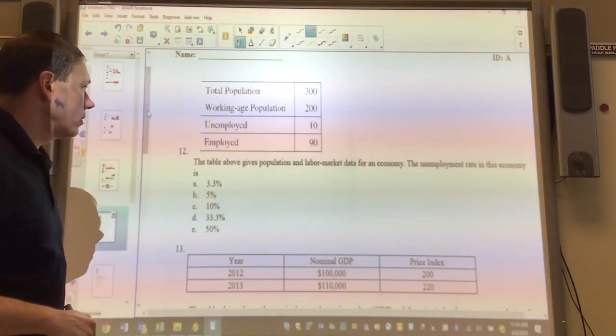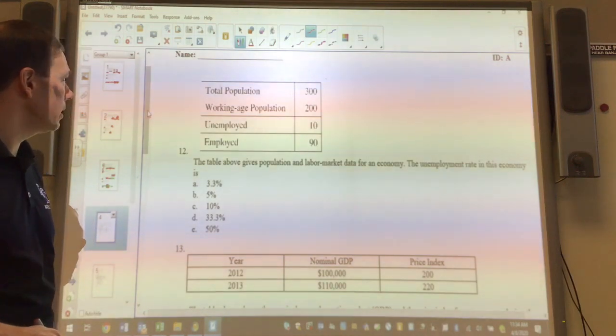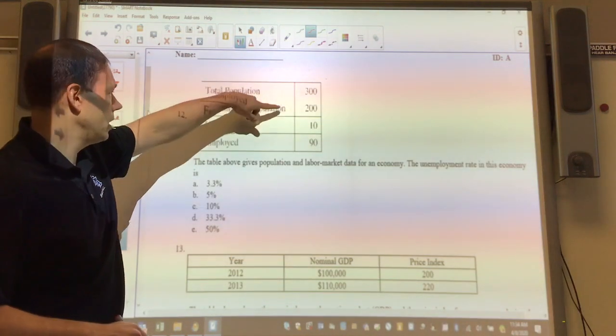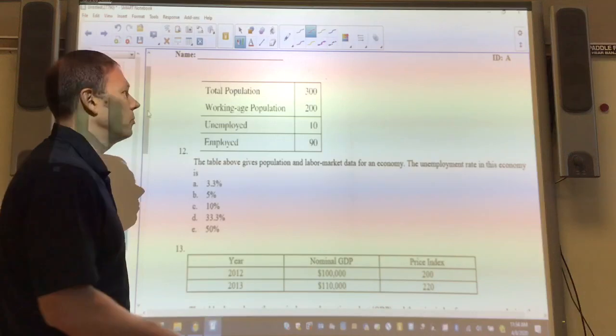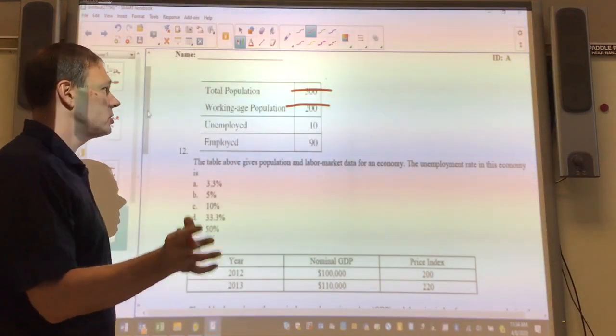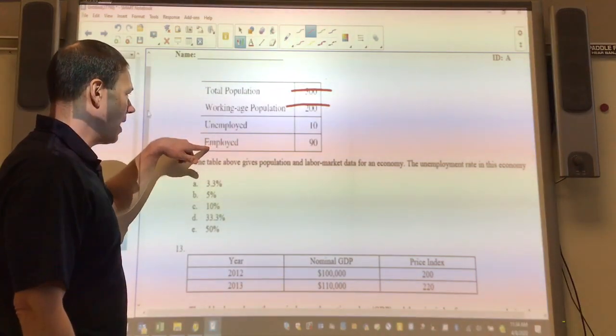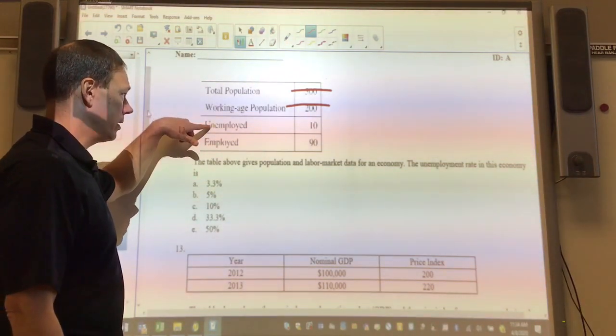All right, here we have another unemployment rate one. So what is the total population, working population? Those things are meaningless. These don't mean anything to us. They don't matter. The only thing that matters is the labor force. What is the labor force? All the people that have a job, and all the people that want a job.